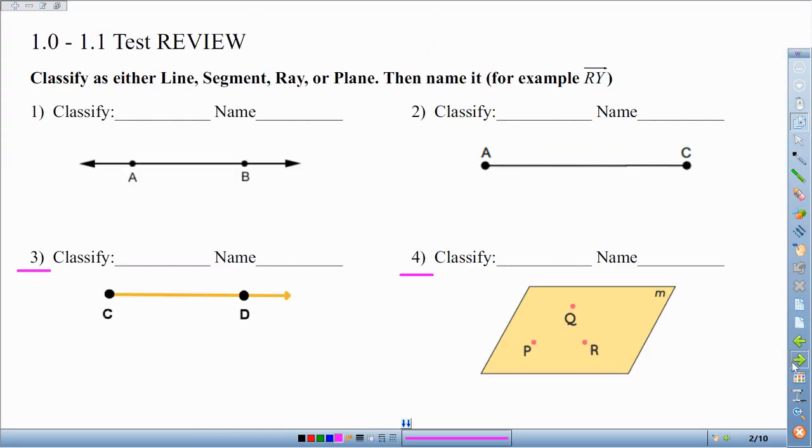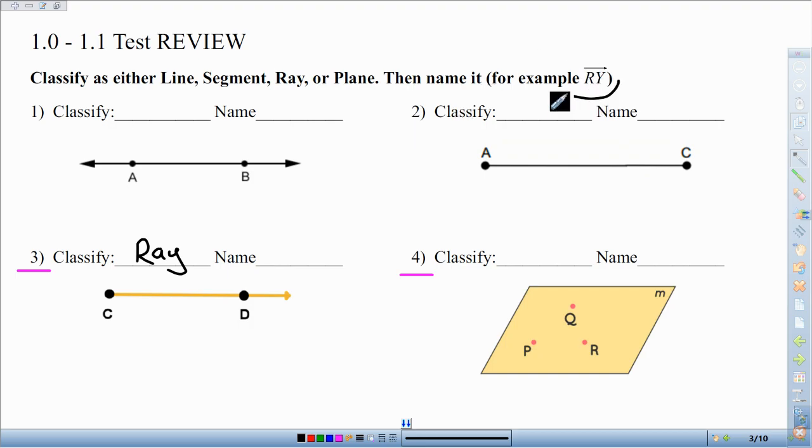So this first section here is getting into classifying and naming different, I guess, geometry shapes. Looking at this, this is one of the first things we learned. I want to take a look at number three. Okay, this right here, if you need to look back in your notes, is a ray. A ray has one endpoint and then it goes in one direction forever. So that is what I mean by classifying it. This thing's a ray.